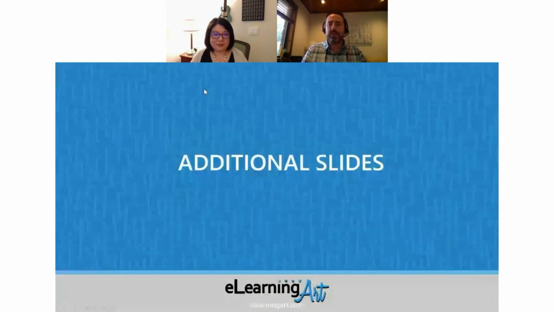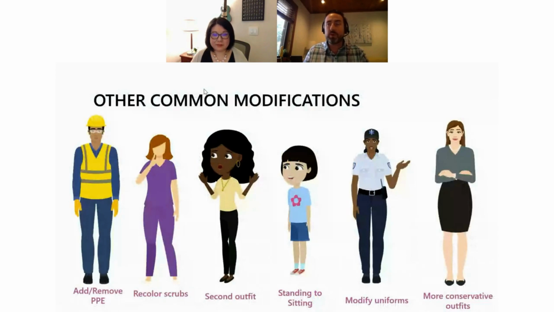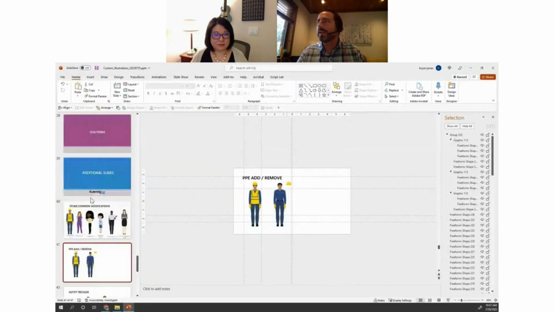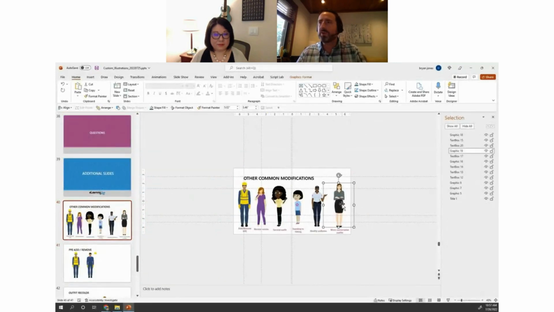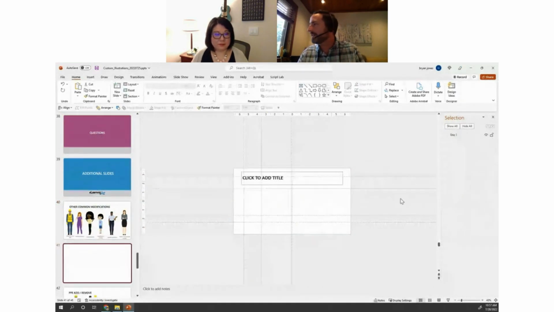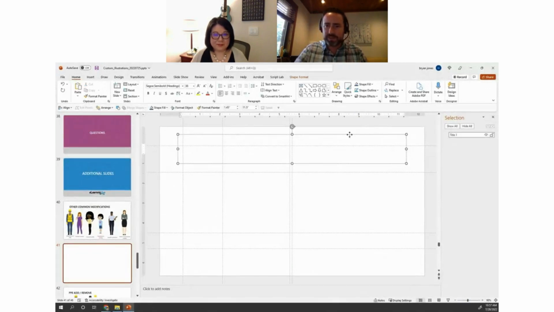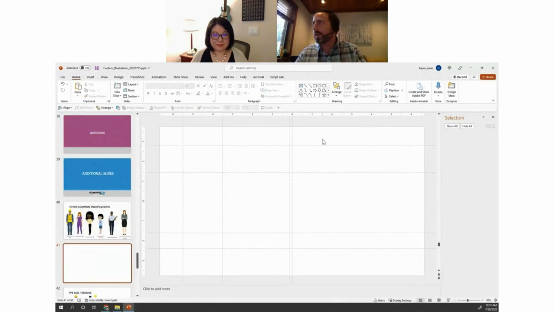So we have a couple of minutes. If there's a specific thing anyone wants, changing PPE, recoloring scrubs, creating a second outfit, standing to sitting, modifying uniforms, conservative outfits. Actually, let me show the conservative outfit one, not necessarily because that's 100% the most requested, but because we didn't get into edit points, which is another superpower here of SVGs. Oh gosh, I can't believe we didn't talk about this. All right, let me just clear this out of here. And then I'm happy to do this for any other image you want.